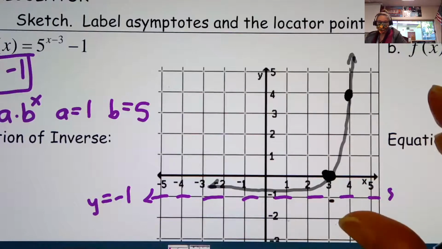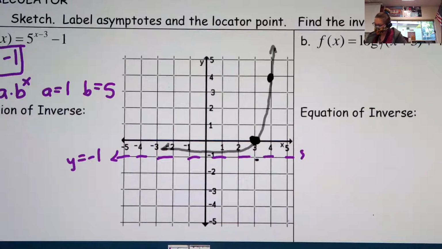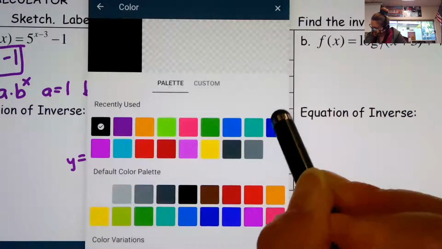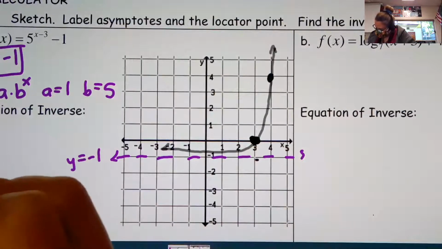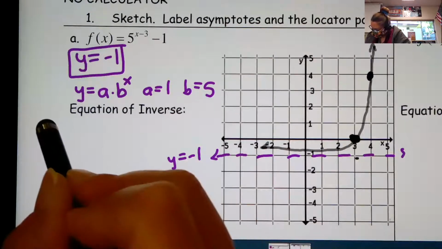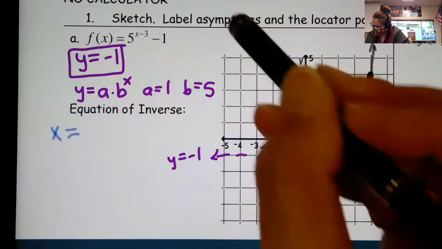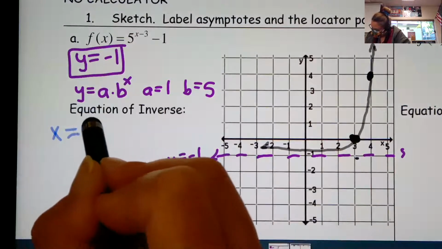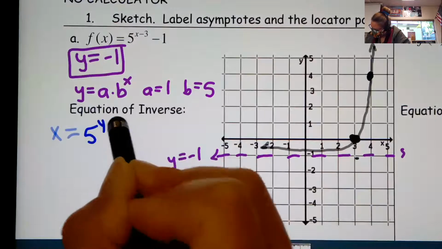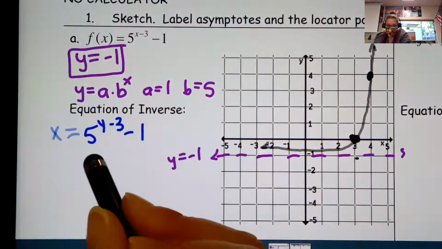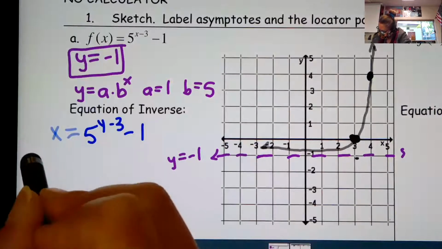Okay. Now, to find the inverse, I am going to switch my x and y. And so I am going to have x equals 5 to the y minus 3, minus 1. When I'm trying to get this into y equals form, the very first thing I need to do is get my base to a power by itself. So I'm going to add the 1.